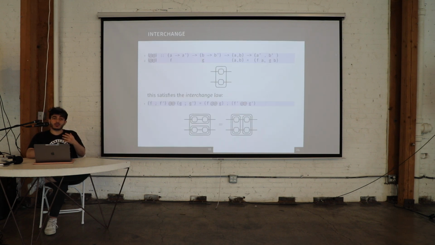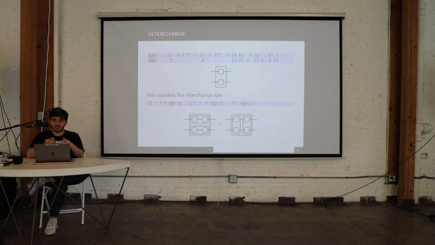But in addition to swap, there's also parallel composition. Sorry, in addition to classical composition, there's also parallel composition, or tensoring if you like. And so if you have a map from A to A prime and a map from B to B prime, you can get a map from AB to A prime B prime. And it's just element-wise. And interestingly, this satisfies the so-called interchange law.